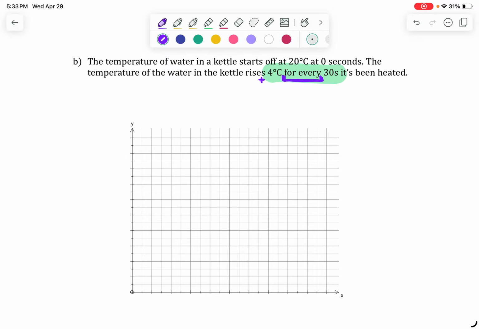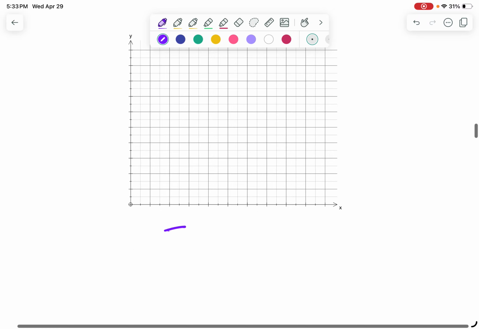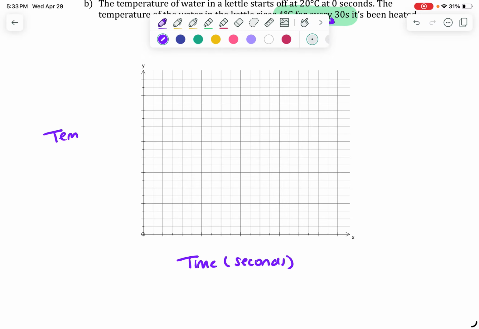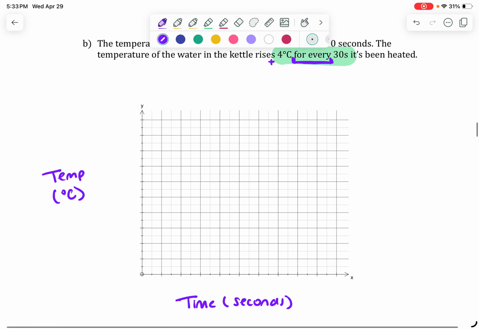Okay. I'm taking a look at this. I'm looking at a temperature of the water in a kettle over time. So I have 2 units. I have time that's measured in seconds. I have degrees Celsius for my temperature. Time is going to be my independent variable, so I'm putting it on my x-axis. I have temperature, which is going to be my dependent variable, measured in degrees Celsius.